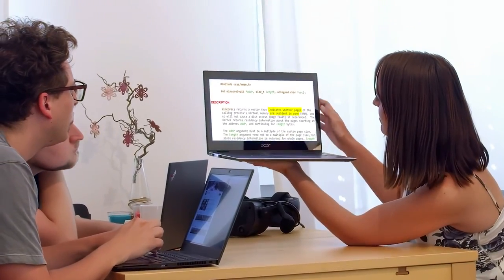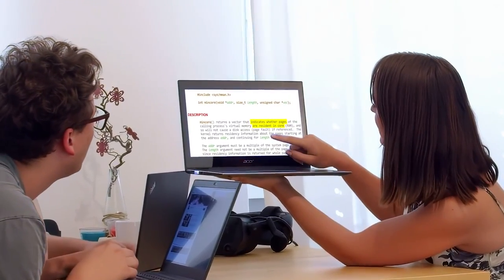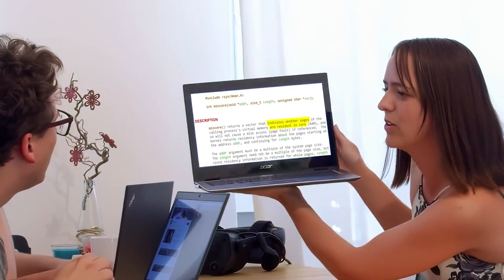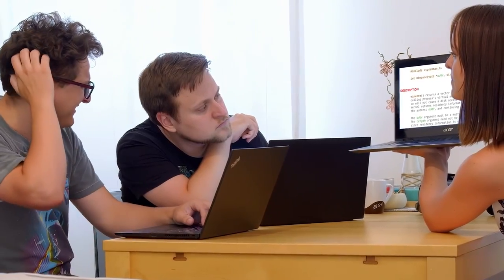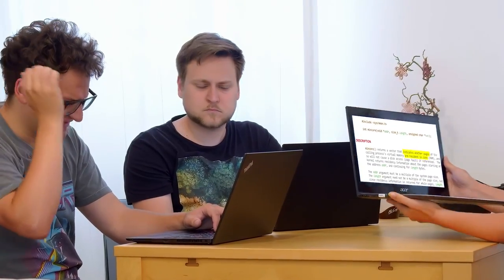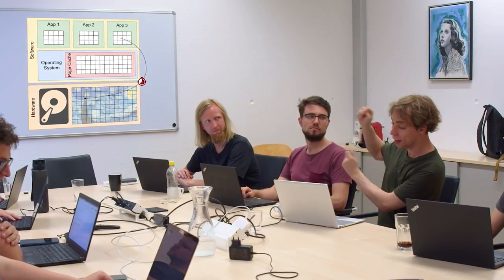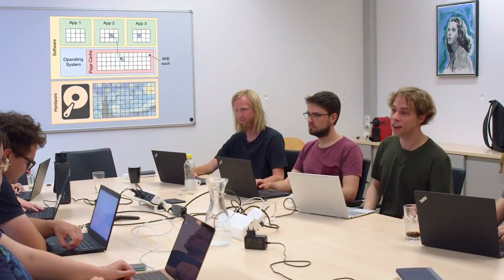Mincore. It indicates whether an address is resident in the core or not. Resident in the core? That's a complicated way to say if data is in memory or not. The thing the viewers need to know here is that the operating system has a page cache. And whenever something is loaded from the disk, the page cache buffers it in blocks of 4 kilobytes. And when you access it again, it's served from the page cache.